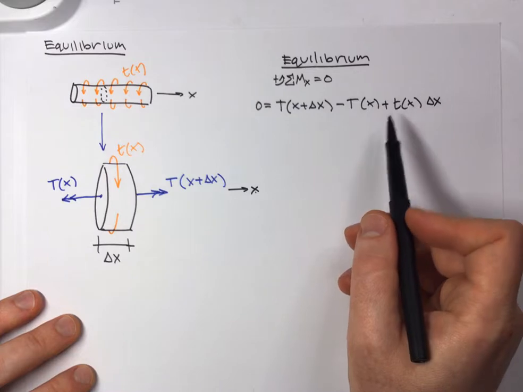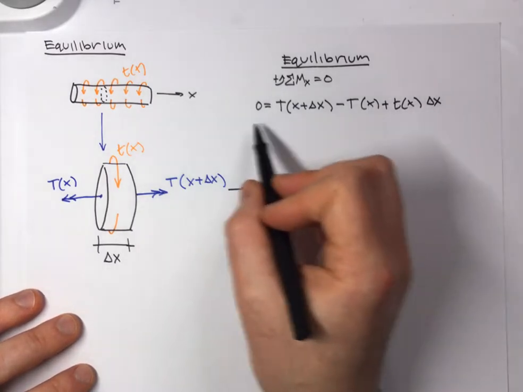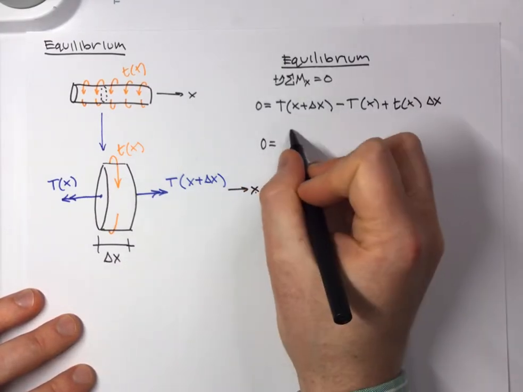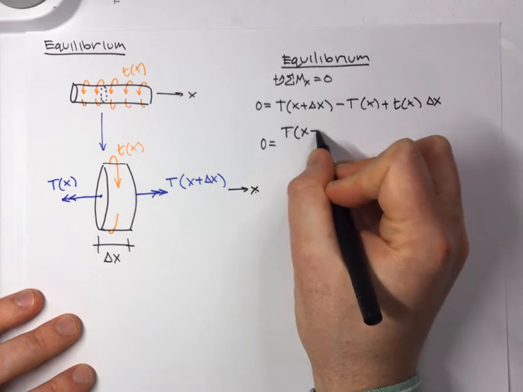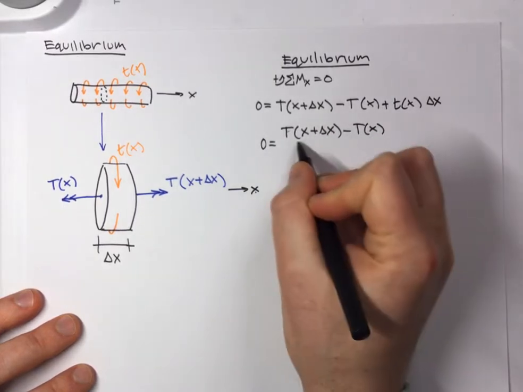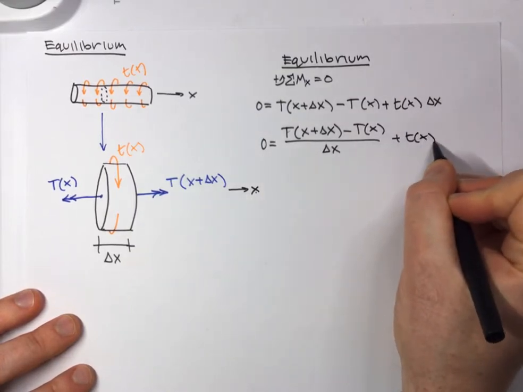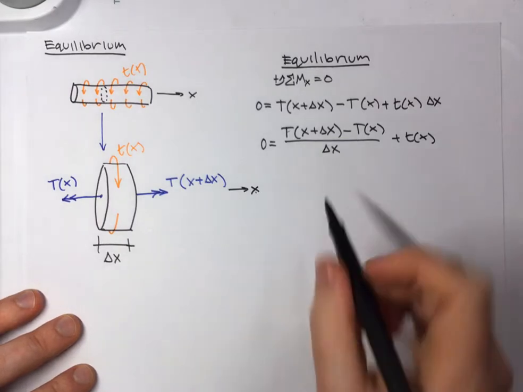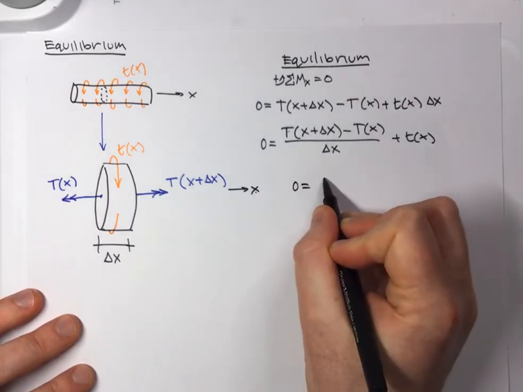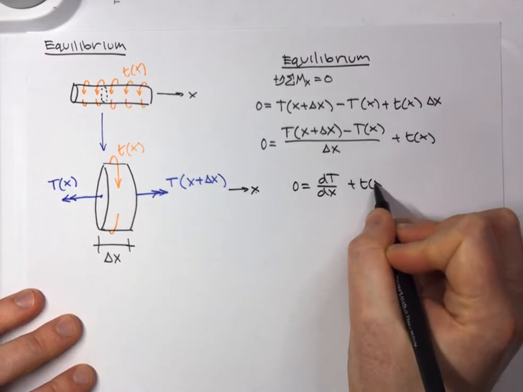If we want to get this little t all by itself, we divide the whole thing through by delta x. We get 0 is equal to t of x plus delta x minus t of x, all of that over delta x, plus t of x. Should be looking quite familiar. What are we going to end up with? We're going to end up with 0 is equal to dT/dx plus little t of x.